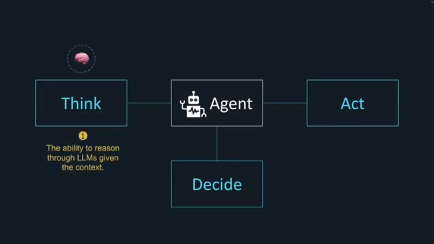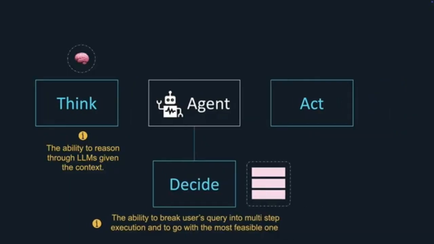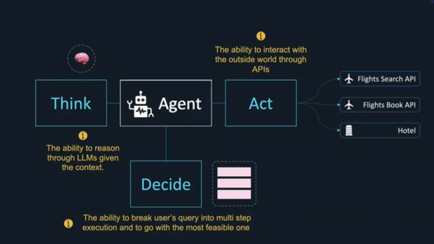The thinking part is the ability to reason through LLMs given a context. The deciding part is the ability to break users' query into multi-step execution and prepare a plan. And the act part is where the AI agent interacts with the outside world through APIs, through function calls, or tools, or MCP as we will discover later, and take actions on our behalf, like booking a meeting, or reserving a hotel, or even booking a flight ticket.